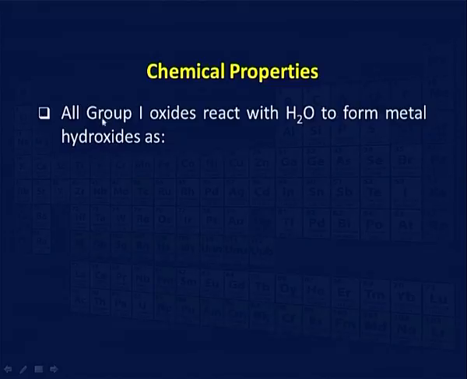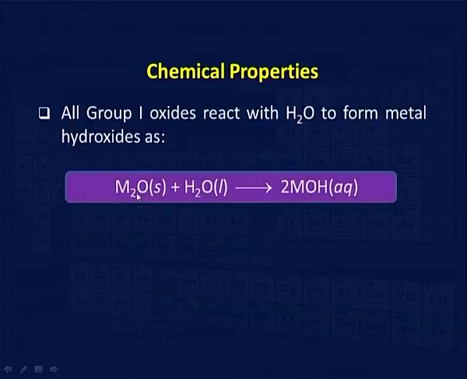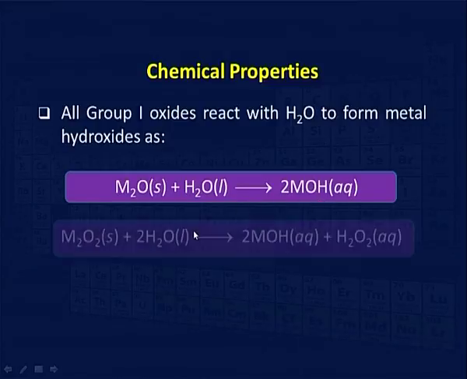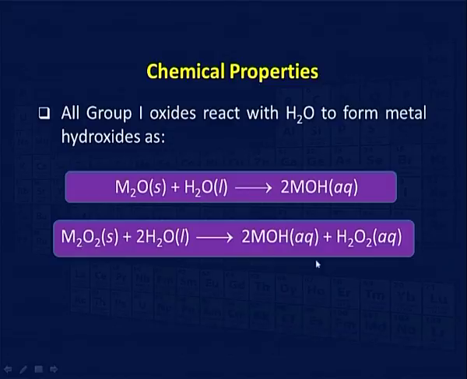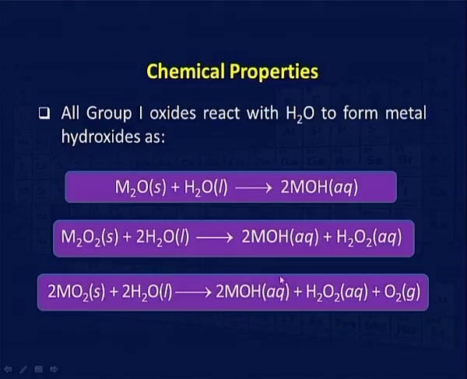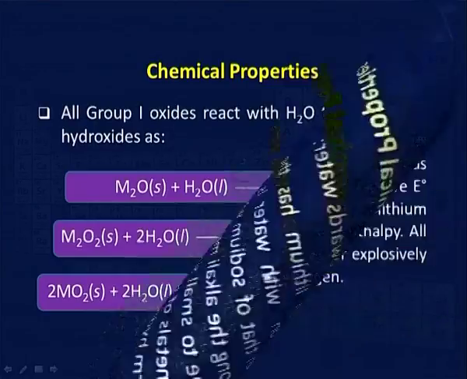Now, all group 1 oxides react with water to form hydroxide. The normal oxide: M2O plus H2O will give 2MOH. That is, all these oxides are basic in nature because they result in the formation of hydroxide. Peroxide on reaction with water gives metal hydroxide plus hydrogen peroxide, H2O2, and superoxide on reaction with water will give metal hydroxide, hydrogen peroxide and oxygen.